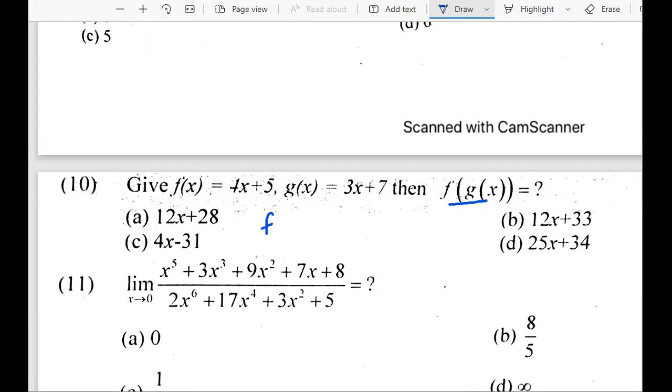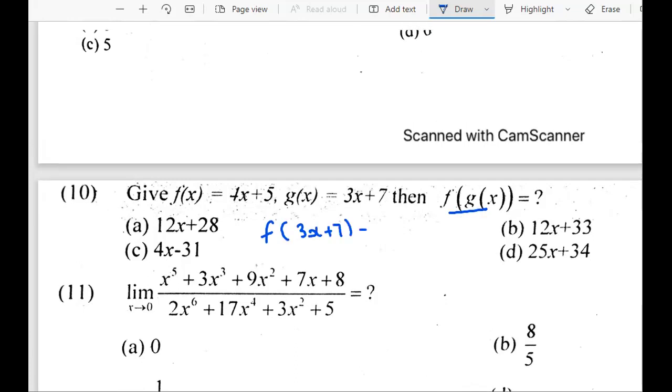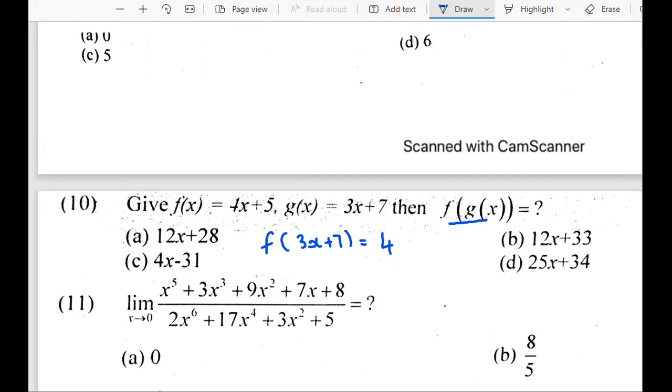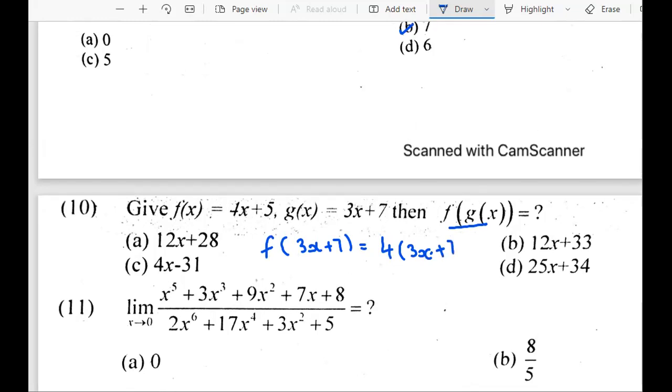So it would be 3x plus 7 equals what? Equals what we had for the function f. 4 into, instead of x, I will write down the value of this function, that is 3x plus 7. And all I need to do is simplify this. So it is going to be plus 7, since that is the value of x this time in the function, plus 5.